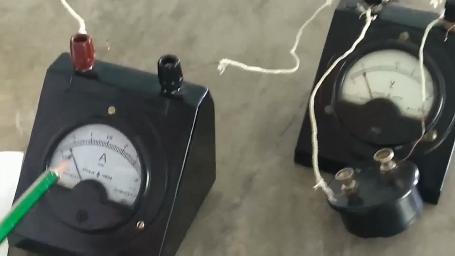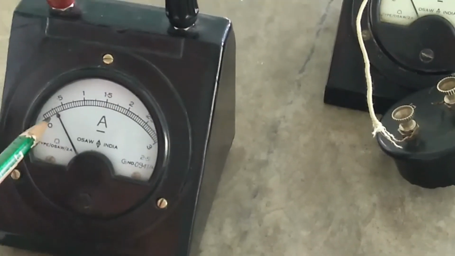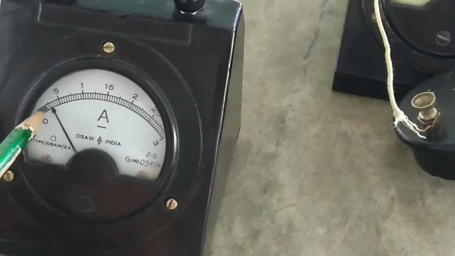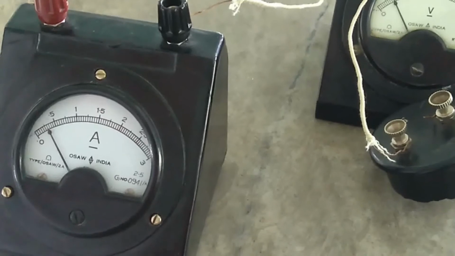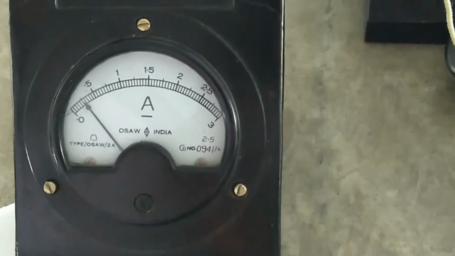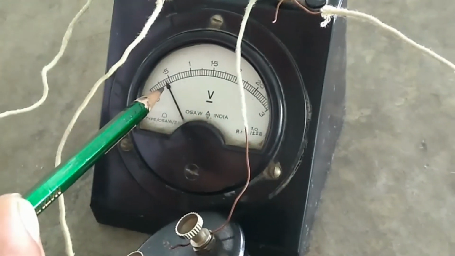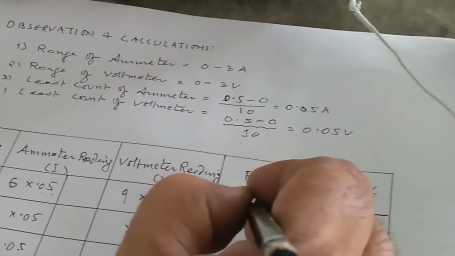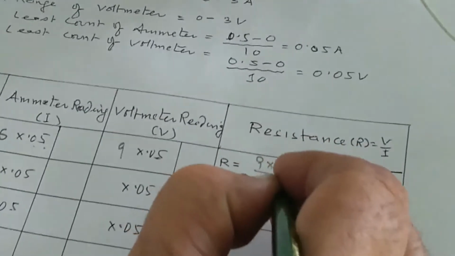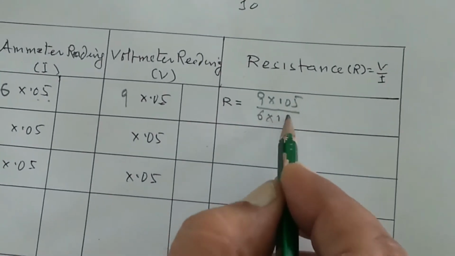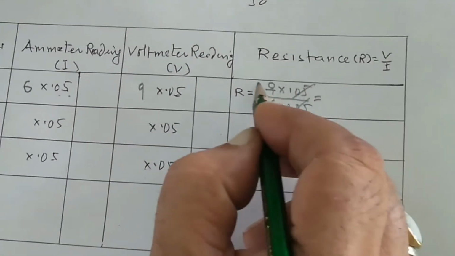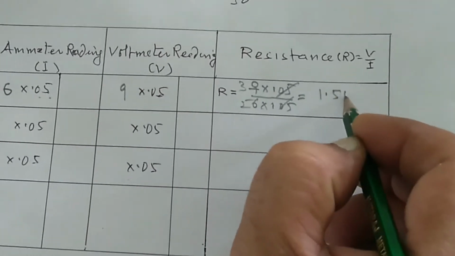So what we have to see here: the ammeter needle is on 5 and it is on the 6th division. I can just bring it to 6 with the help of the slider. Yes, it is on the 6th division. So here I am writing 6 into 0.05, because 0.05, as we have discussed earlier, is the least count. Now let's see the voltmeter reading. The needle is on the 9th division. So it is 9 into 0.05, and the resistance comes out to be 9 into 0.05 upon 6 into 0.05. Cancel: 3 3s are 9, 3 2s are 6, and it comes out to be 1.5 ohm.